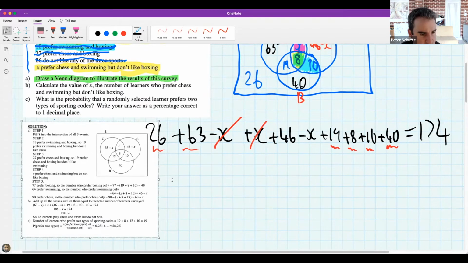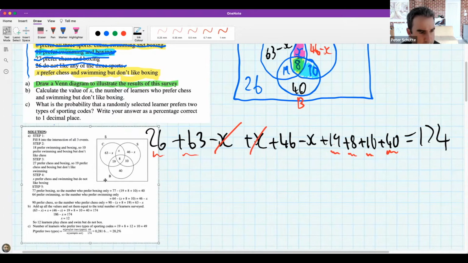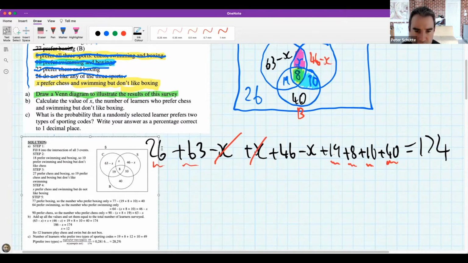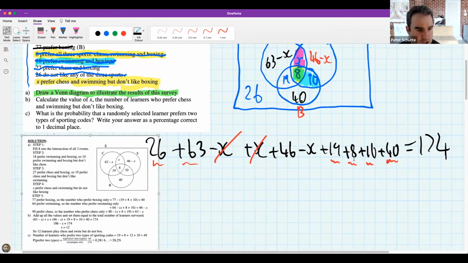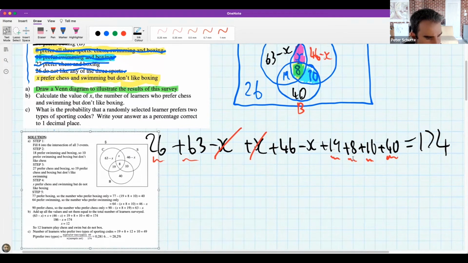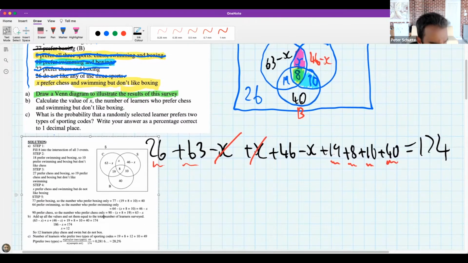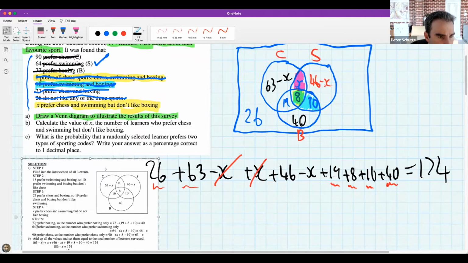Maybe I've left something out here, but you should get 63 minus x is one of them, plus the x. Oh, did I leave the x out? No, I didn't. Plus x, plus 46 minus x, plus 19, plus 8, plus 10, plus 40. No, it's perfect. So you just have to watch out for any silly mistake. Where's the 26? Did I add the 26 in? Why is it leaving out the 26? 26 do not like any of these three sports.